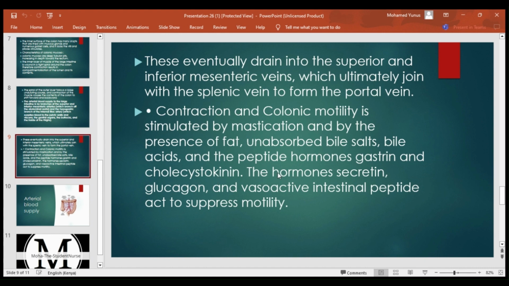The hormones secretin, glucagon, and vasoactive intestinal peptide act to suppress the motility of the colon. So we have the substances that stimulate motility: the presence of fat and absorbed bile salts, bile acids, and the peptide hormones gastrin and cholecystokinin. Then the ones that suppress the motility are the hormone secretin, glucagon, and the vasoactive intestinal peptide.